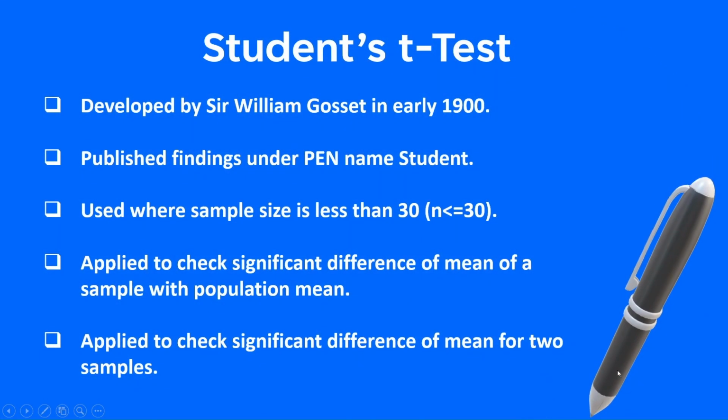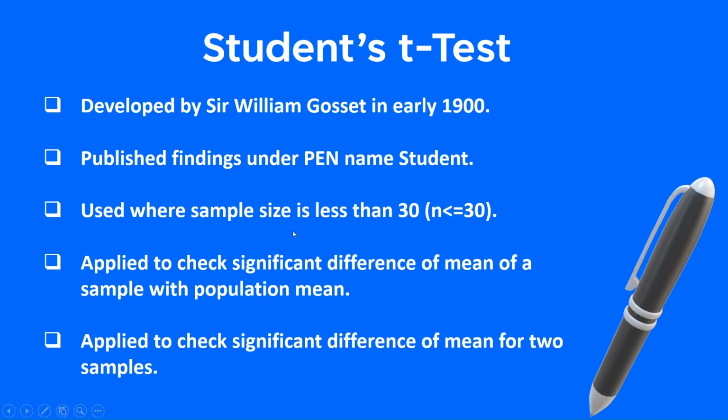Now we will discuss the t-test in detail. The prominent work on the t-test was done by Sir William Gosset in the early 1900s. He was working in a company which did not allow him to publish his work under his name, so he published his findings under the pen name Student. After that, the test was popularized as the student t-test.